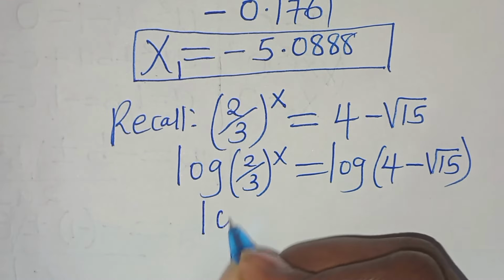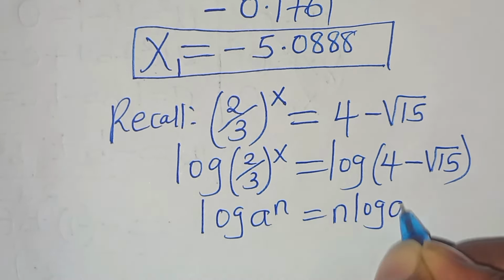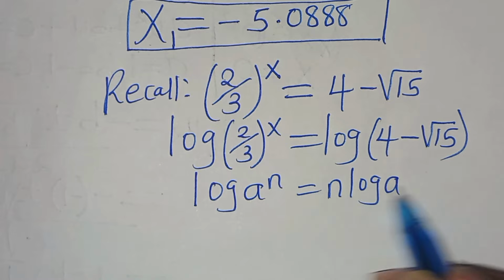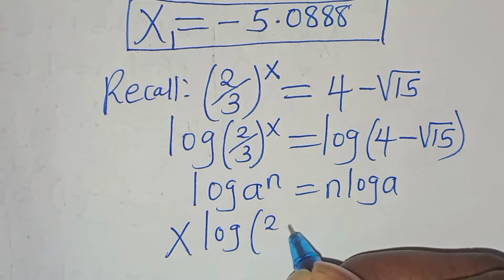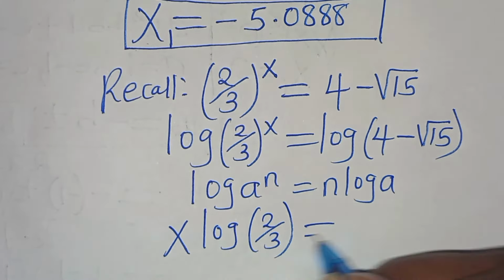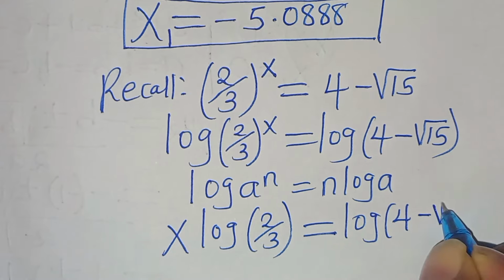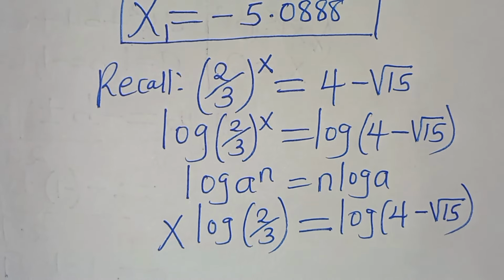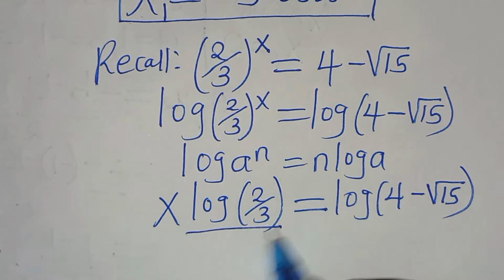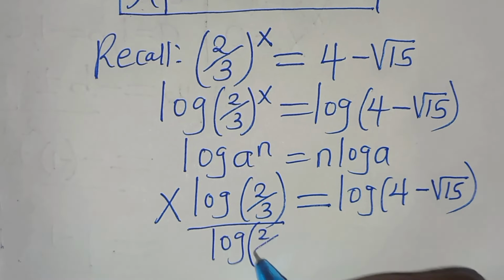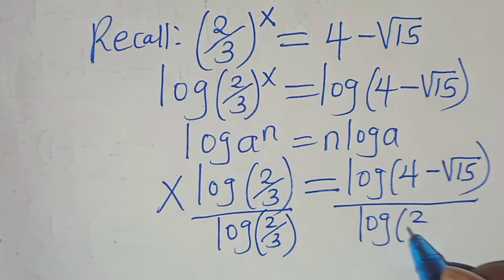We are saying log 2 over 3 raised to the power of x is in the form of log a to the power of n, which can be expressed as n log a. Applying this power rule property, this is the same thing as x log 2 over 3, equal to log 4 minus square root of 15. Now, we divide both sides by log 2 over 3.